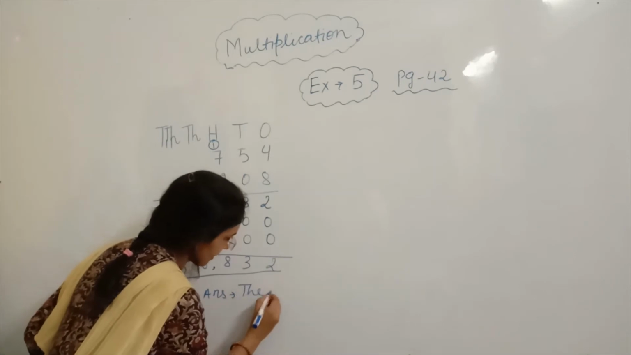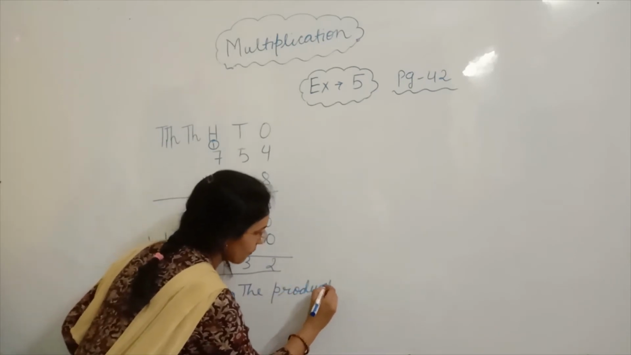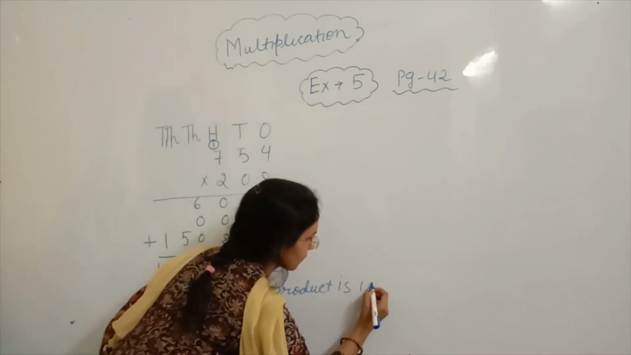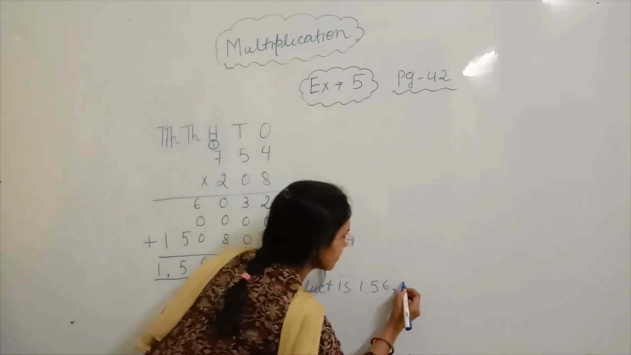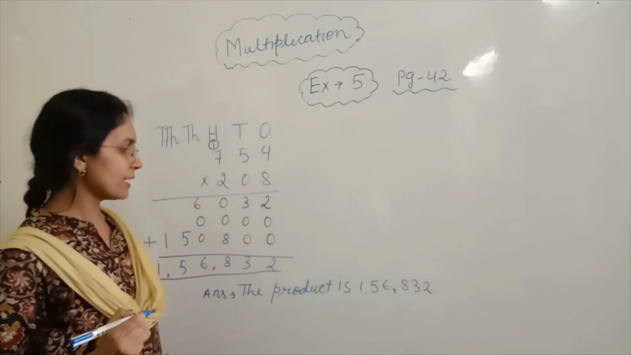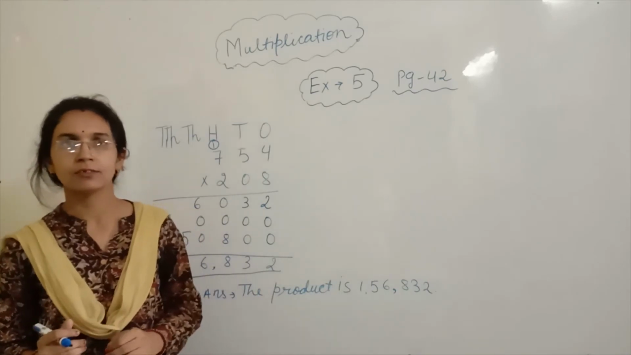The product is 1,56,832. Accordingly, you will solve all the sums in your register.